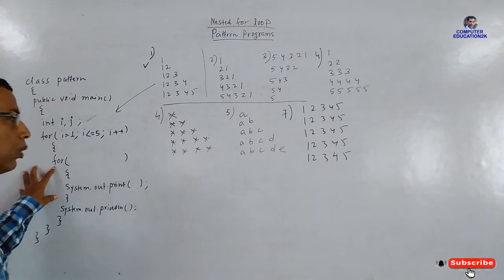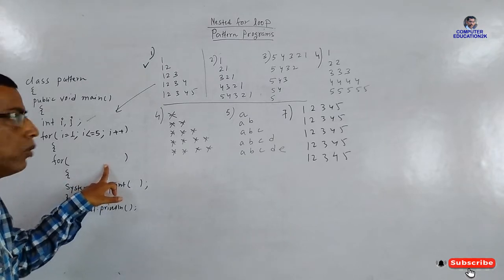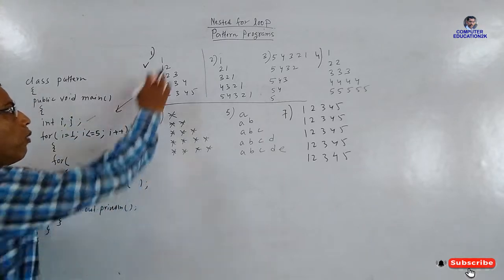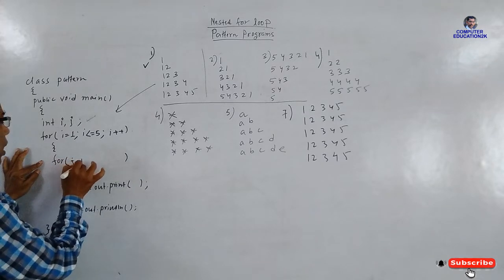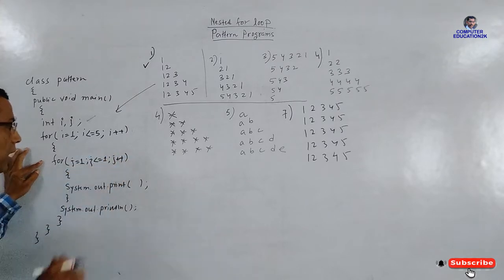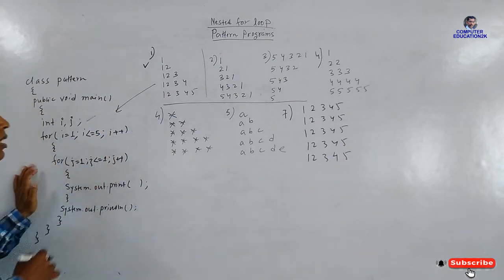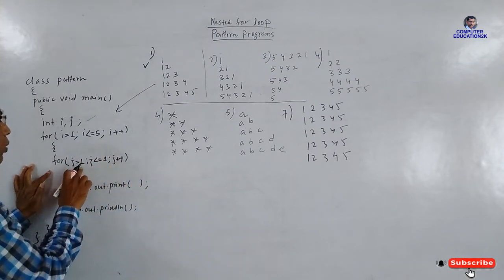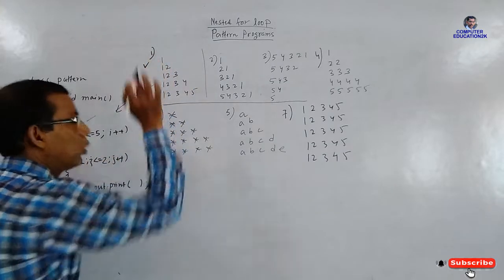Now this loop is used to print the numbers in each line. The first time, number 1 is printed. So you can think like this: for j equals 1; j less than or equal to 1; j plus plus. If you write like this, the number 1 will be printed the first time. Then you have to print 1 and 2, so the second time you write for j equals 1; j less than or equal to 2; j plus plus. Now this will print 1 and 2.